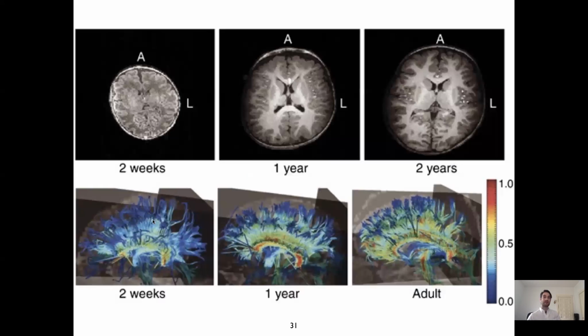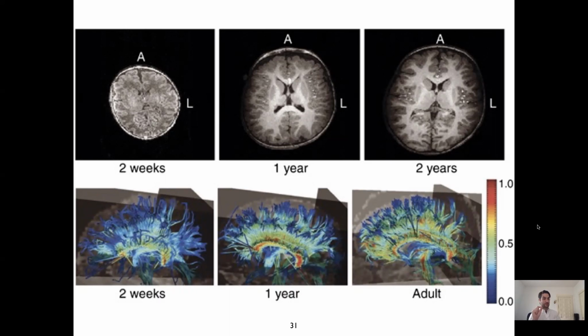And if you use a method like DTI, which gives us a bunch of plots like this, you can really see that, okay, sure, there are some connections there in a 2-week-old, but by the time you get to 2 years old, it's a much more intricate, densely populated array of white matter structures.